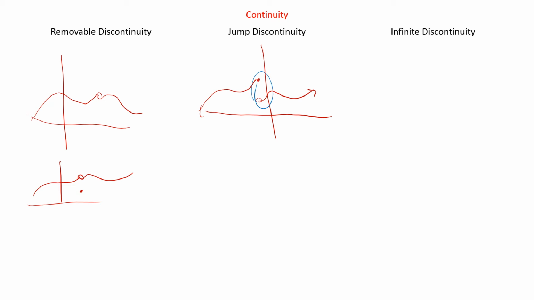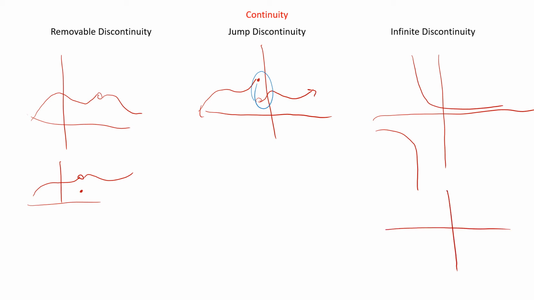And the last piece is an infinite discontinuity. An infinite discontinuity happens when we have asymptotes. Could be like that. Could be like that. Either way, there's an asymptote, so it's not going to be continuous, and it's going to go to infinity at that point, or negative infinity. So the asymptotes give us infinite discontinuities. Gaps in our graph give us jump discontinuities, and holes are removable discontinuities.